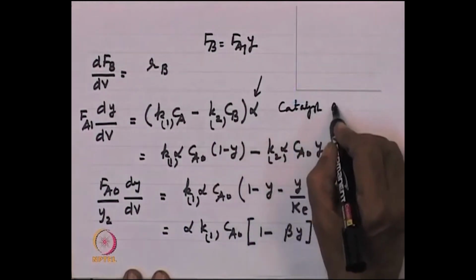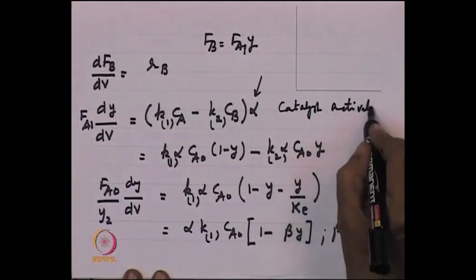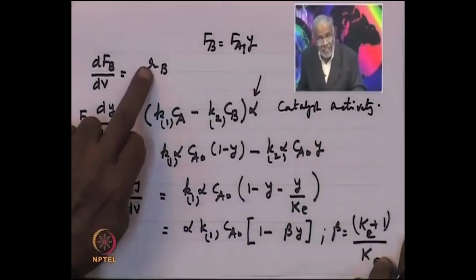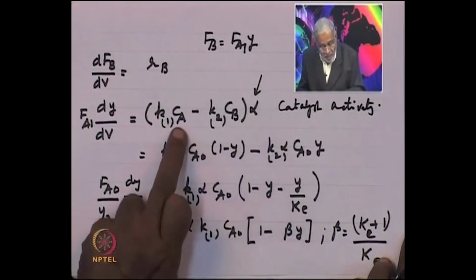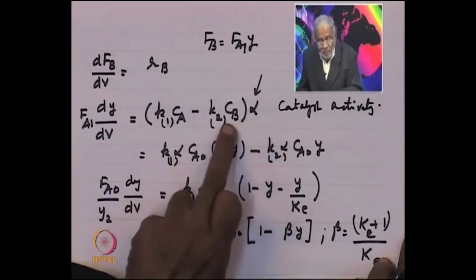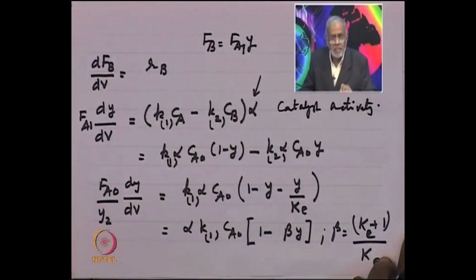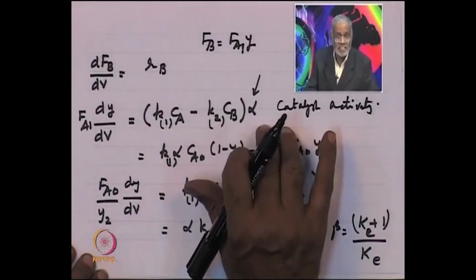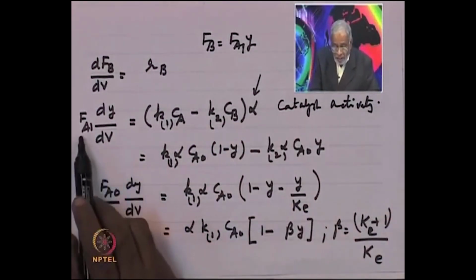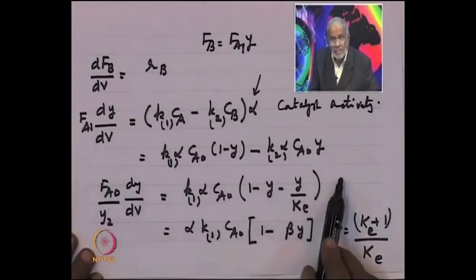This is catalyst activity. What we are saying here is that the reaction rate function Rb depends on K1 alpha times Ca minus K2 alpha times Cb. Notice that the catalyst accelerates both the forward reaction and the reverse reaction. Therefore, we find Fa0 dy/dV is given by this expression.